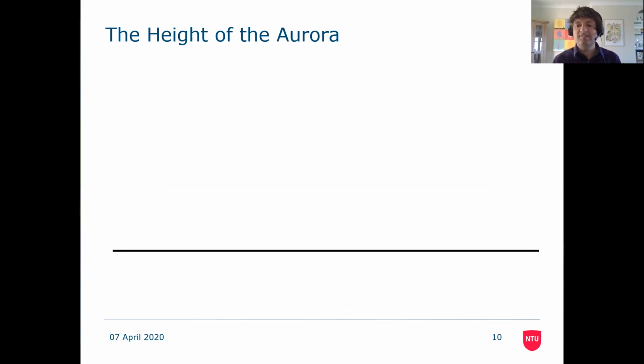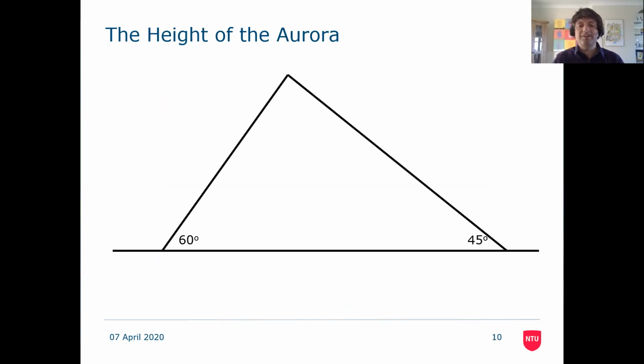And to do this, the simplest way is to use Meridian scanning photometers at two locations. So suppose we've got a Meridian scanning photometer here, and it sees the northern lights at an elevation of 60 degrees, looking northwards. Suppose we have a Meridian scanning photometer over here looking southwards, and it sees the northern lights at an elevation of 45 degrees. So we know that the northern lights are here. So now we just use trigonometry to find out their height.